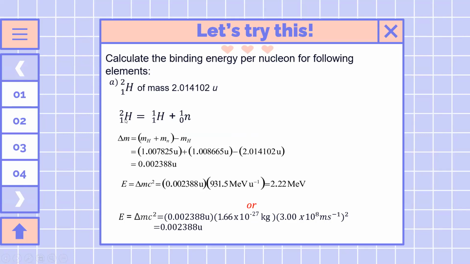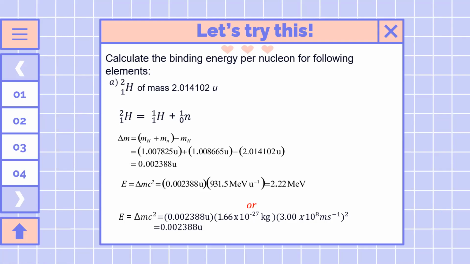What I mean is, this is a proton, so this side also has one proton. 1 plus 0 is 1, so this side has nucleon number 2, so this side also has 2. 1 plus 1 is 2.